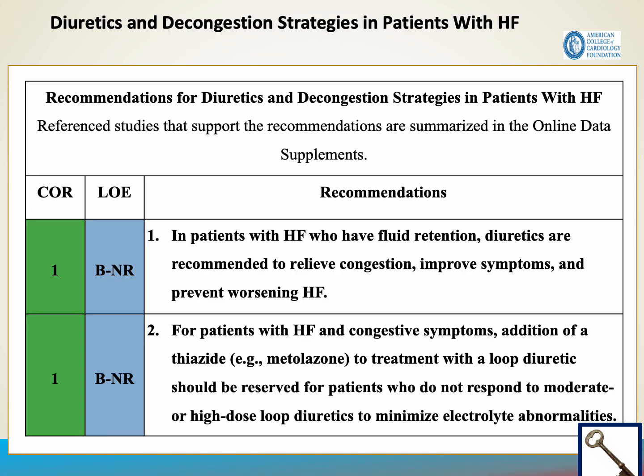They have recommendations for diuretics. Basically, diuretics are added on when you have fluid retention, and then adding a chaser thiazide, like we spoke about earlier, is a possibility when they don't respond to loops alone. Watching their electrolytes. Keep in mind that the diuretics get the fluid off, they improve their comfort, their endurance, they may reduce their risk for hospitalization, but they don't have a mortality benefit like the other drugs do.